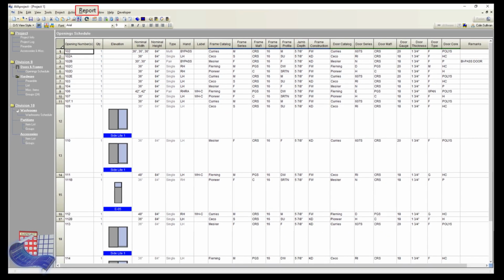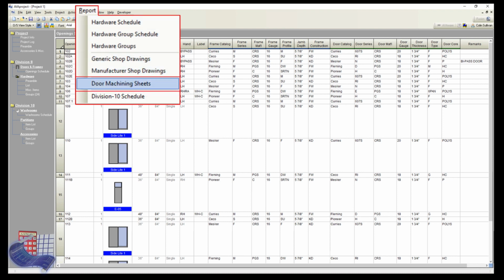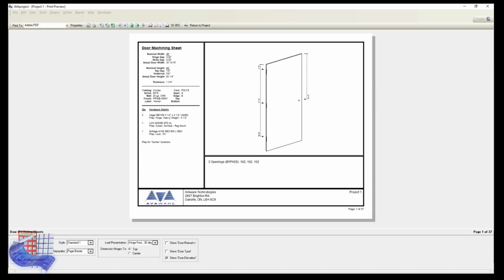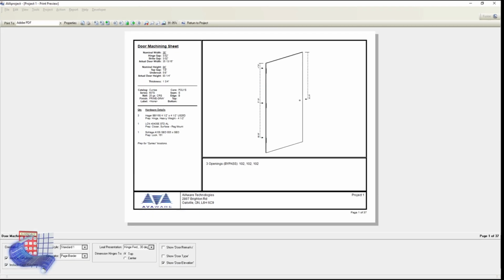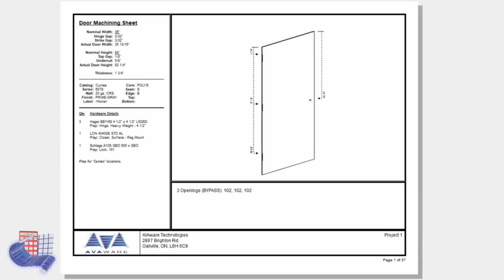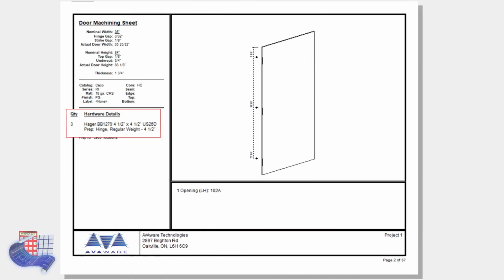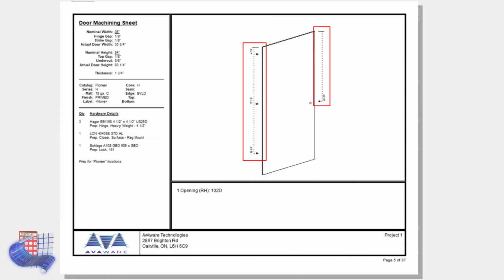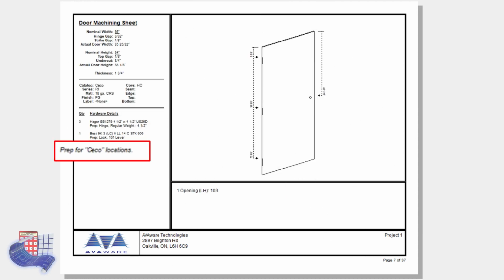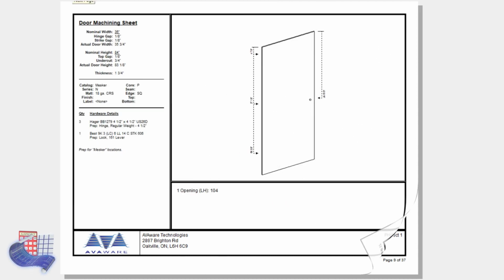Based upon this location set and the preparation specified for the hardware installed on a given opening, AVAproject is able to generate detailed door machining sheets containing a listing of each hardware preparation a door is to receive, in addition to positioning information where applicable. The hardware location set, used to position the hardware, is identified at the bottom of each sheet.